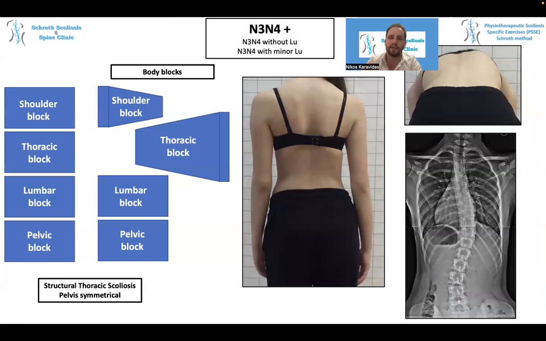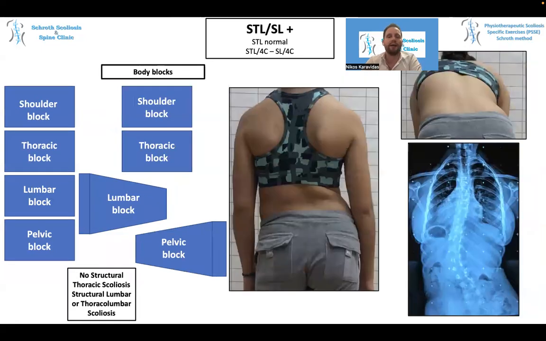But this is a different case. For this non-3, non-4 plus type, yes, we can get the maximum of correction in some hypercorrective exercises. So this is the perception behind our classification.